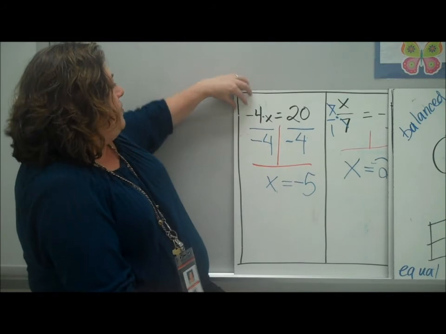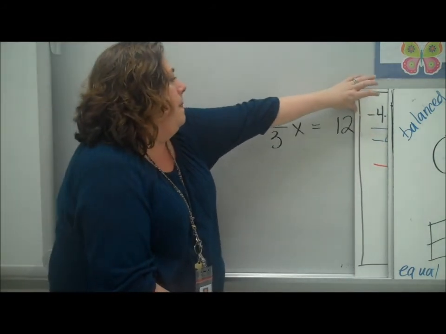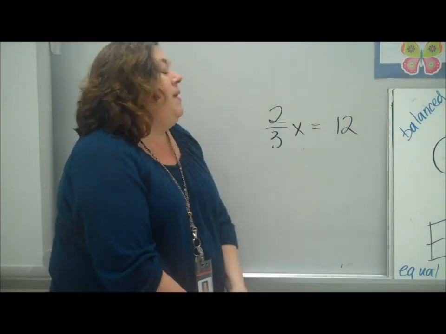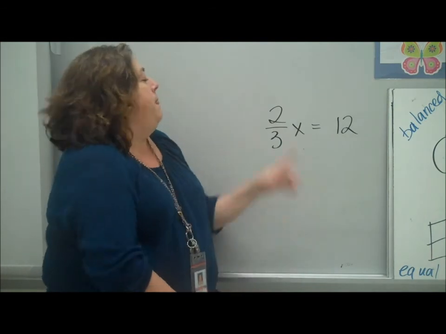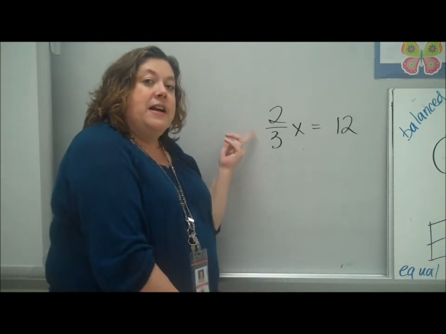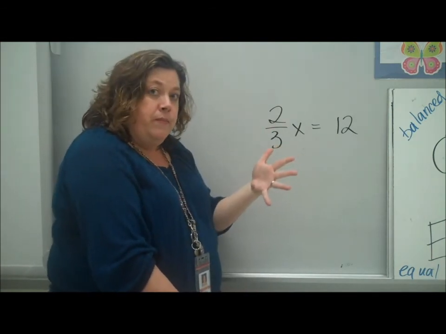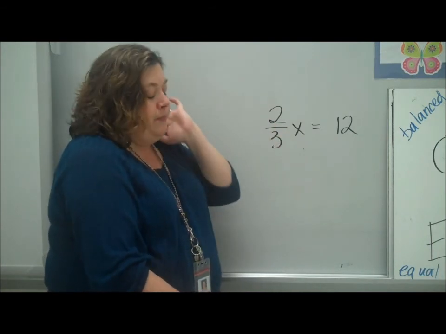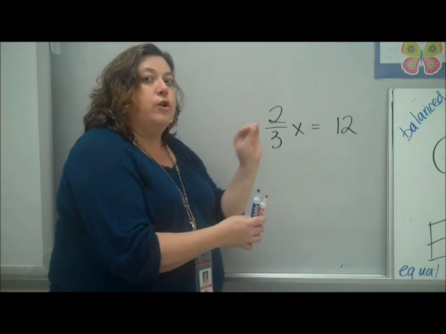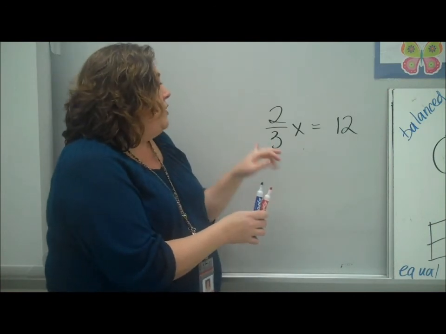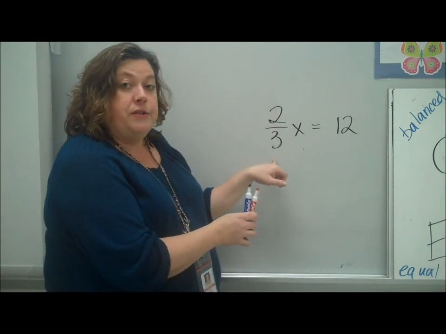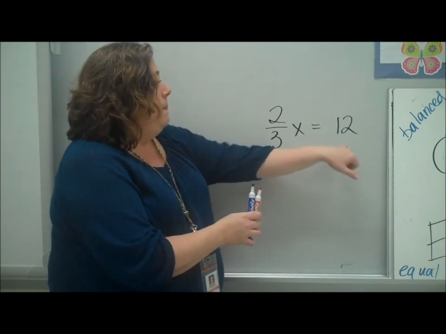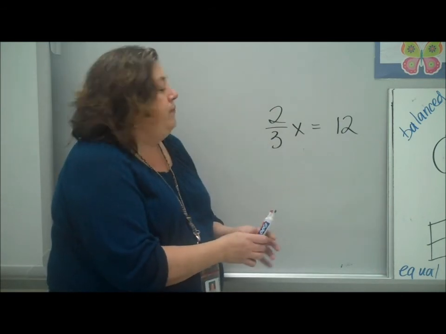All right, one last example. It looks a little bit tricky because it has a fraction, but it's not, because we know what to do. We know that anything times its reciprocal will equal 1. We learned that in our properties. Multiplicative inverse property.